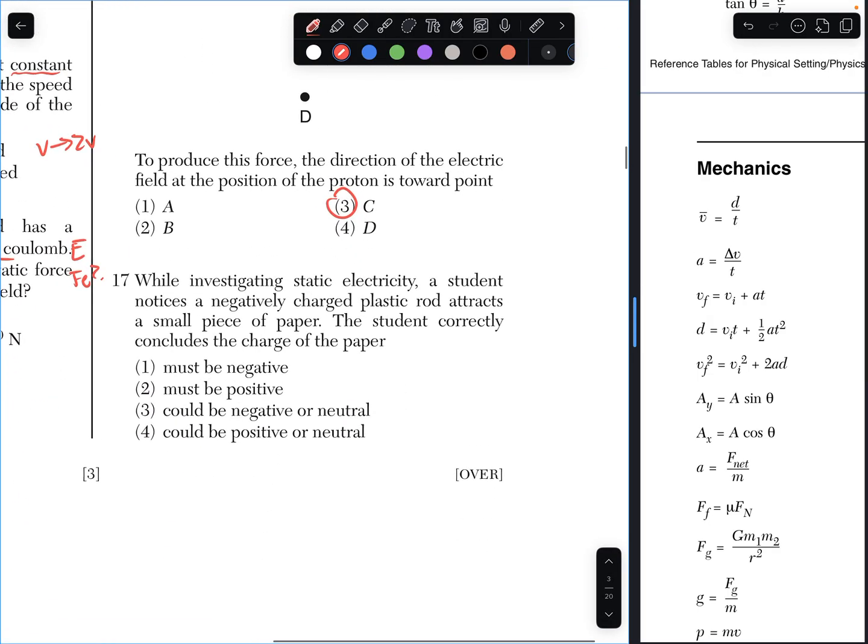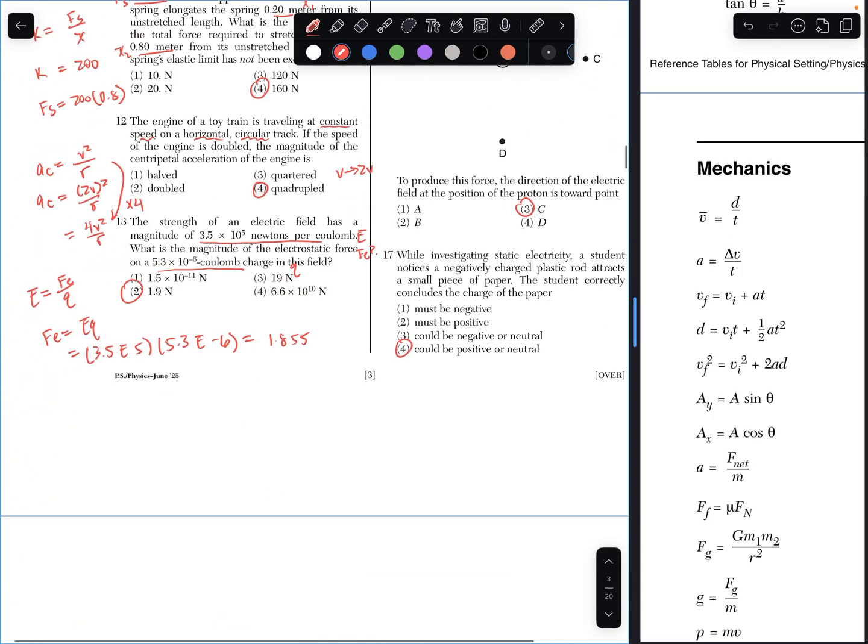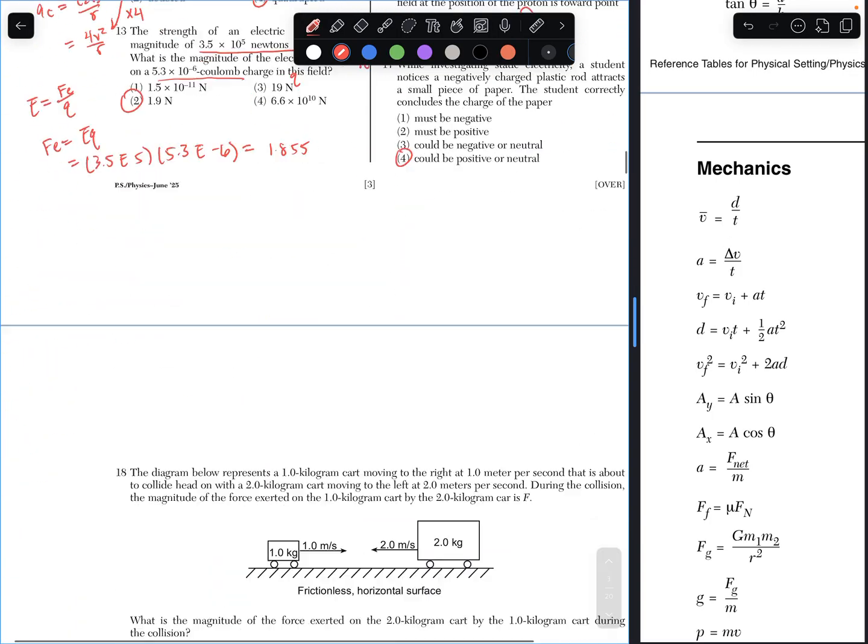Okay, while investigating static electricity, a student noticed a negatively charged plastic rod attracts a small piece of paper. The student correctly concludes that the charge of the paper is... so we know for sure it's not negative, because opposite charges attract, but I have to know that it might be positive or neutral. So the answer to number 17 is 4. And you kind of think of this like with water, because if you rub a pipe and put it near water, you can see some attraction there. But water is not necessarily positive, it's more neutral, so it could be neutral or positive.